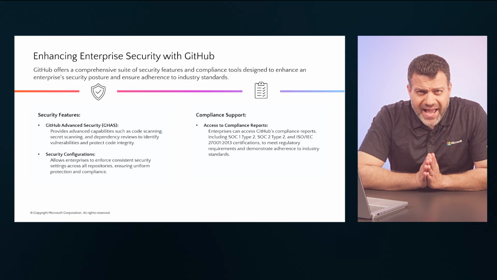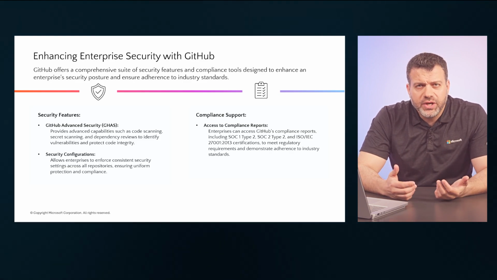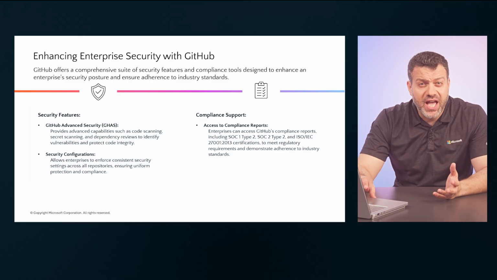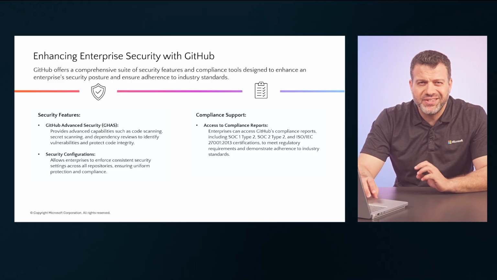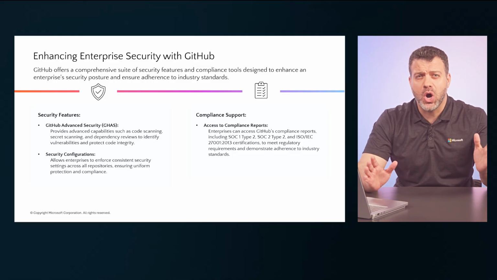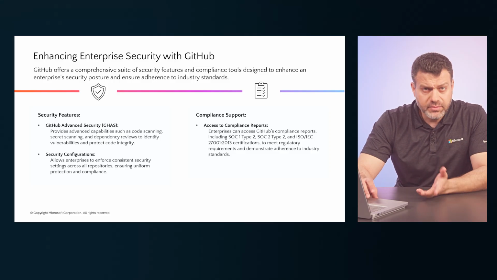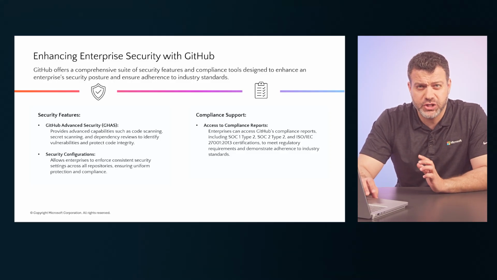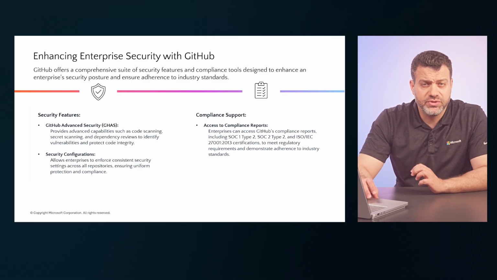Let's look at the tools that actually enforce them at scale. This is where GitHub Advanced Security, or GHAS, comes in. GHAS brings automated security directly into your development workflow. There are three core capabilities. Code scanning analyzes your code and finds vulnerabilities before they reach production. Secret scanning detects exposed credentials in real time. Dependency review flags vulnerable packages before they get merged.